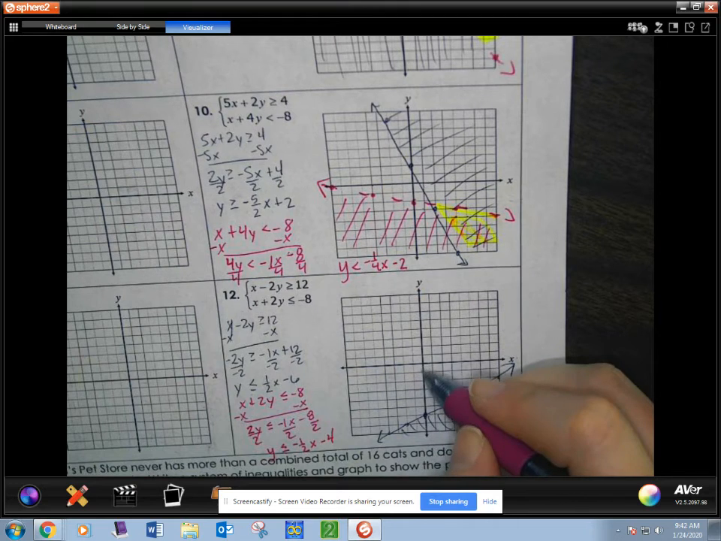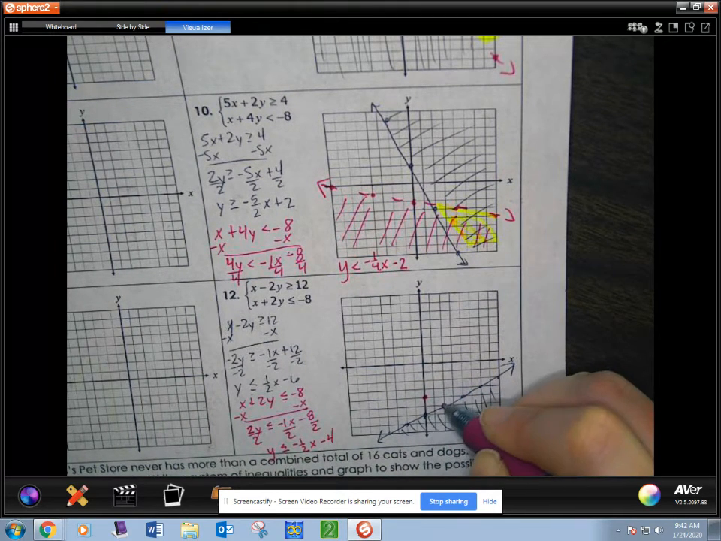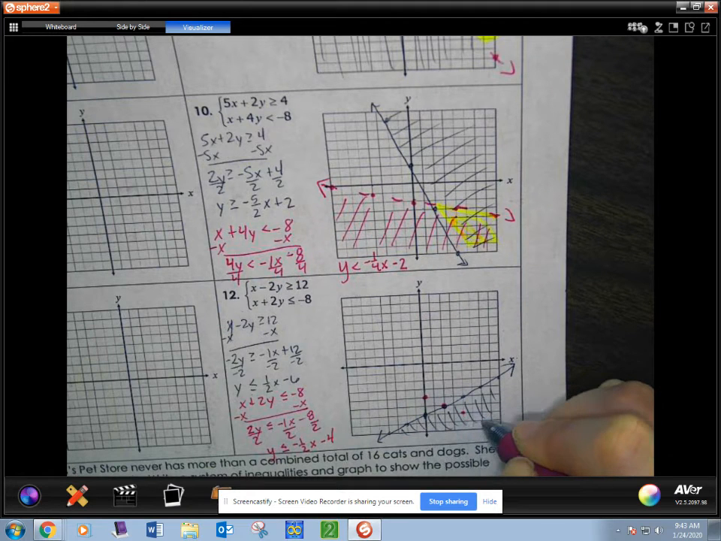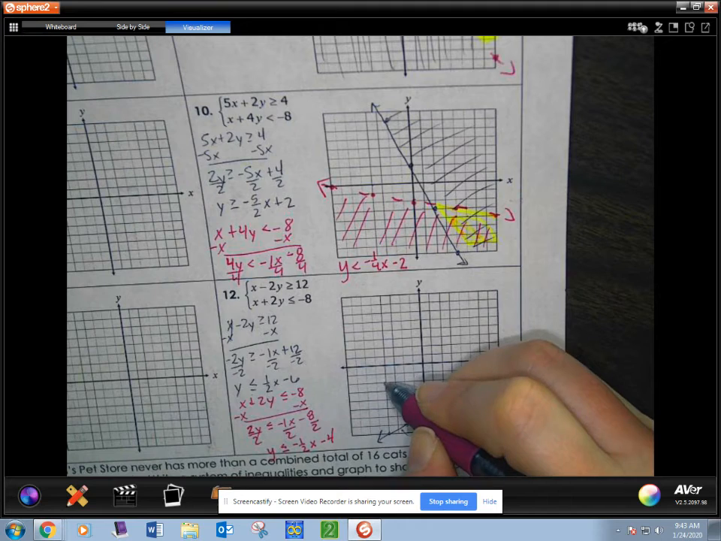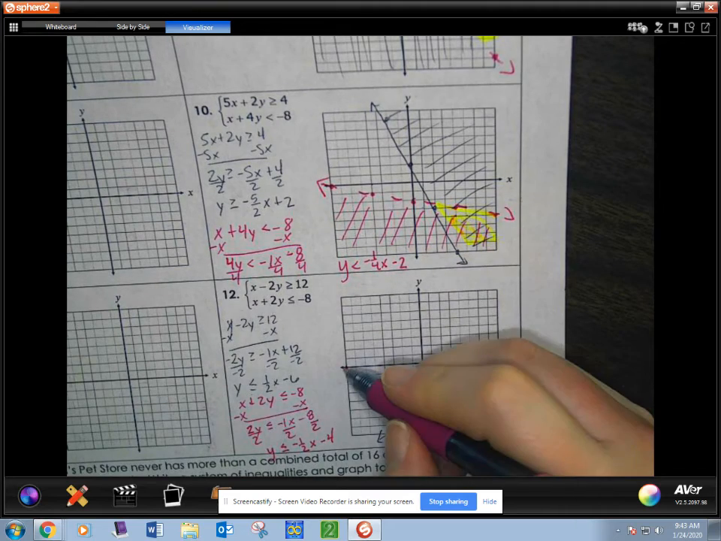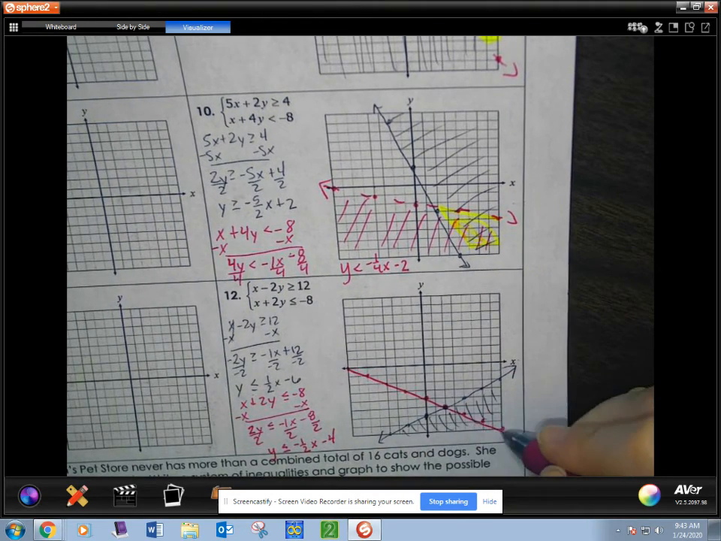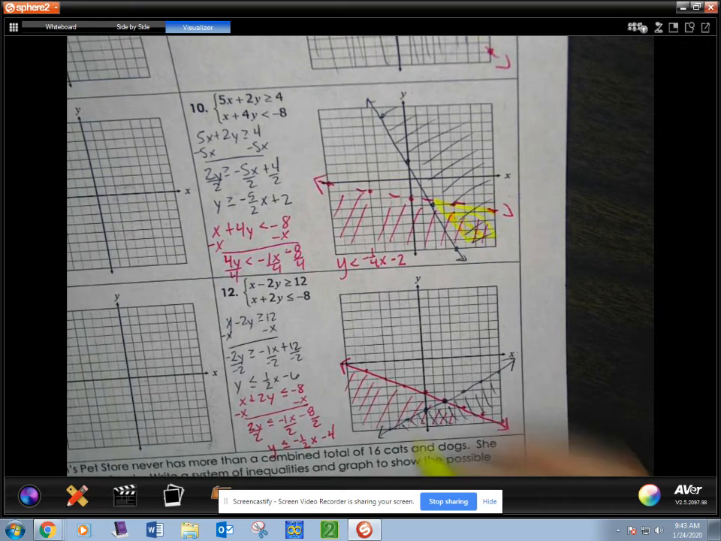So I'm going to start at negative 4, and then I'm going down 1, right 2, down 1, right 2, down 1, right 2, down 1, right 2. Up 1, left 2, up 1, left 2, up 1, left 2, up 1, left 2. Since it's equal to, this is a solid line. Since it's a less than, I shade below. That means where you can't walk. And then you see the overlap would fall right there.